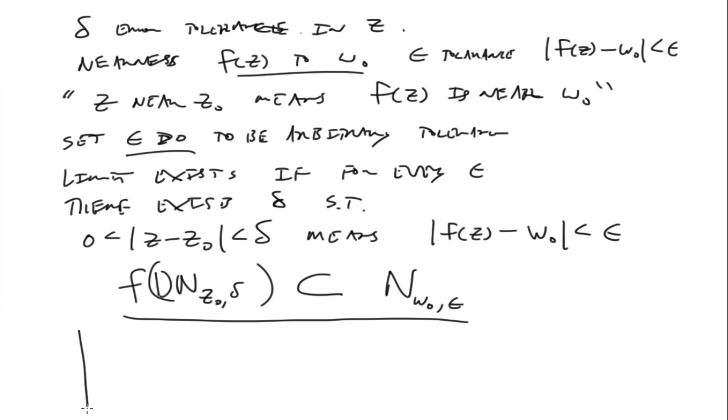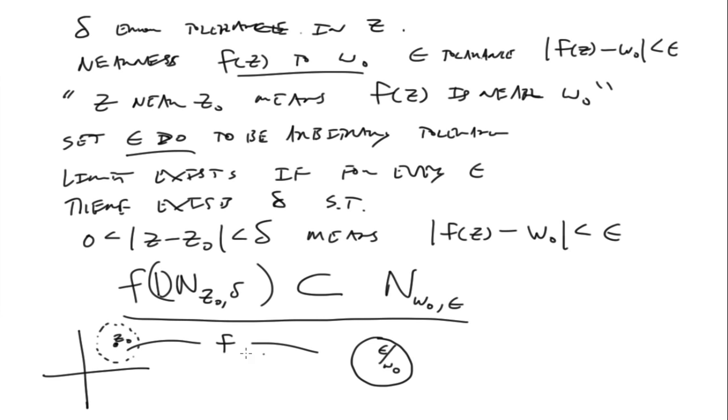And that's the idea here, and I'll draw out the picture. If we have our z naught, and I put that deleted neighborhood around it, and if I were to take this function and map it in, and here is our w naught, there's our epsilon, this function would completely be inside of that epsilon there. Okay, so this is in the w plane, and here is the z plane. So that's the idea, and that's a very, very precise definition of a limit.